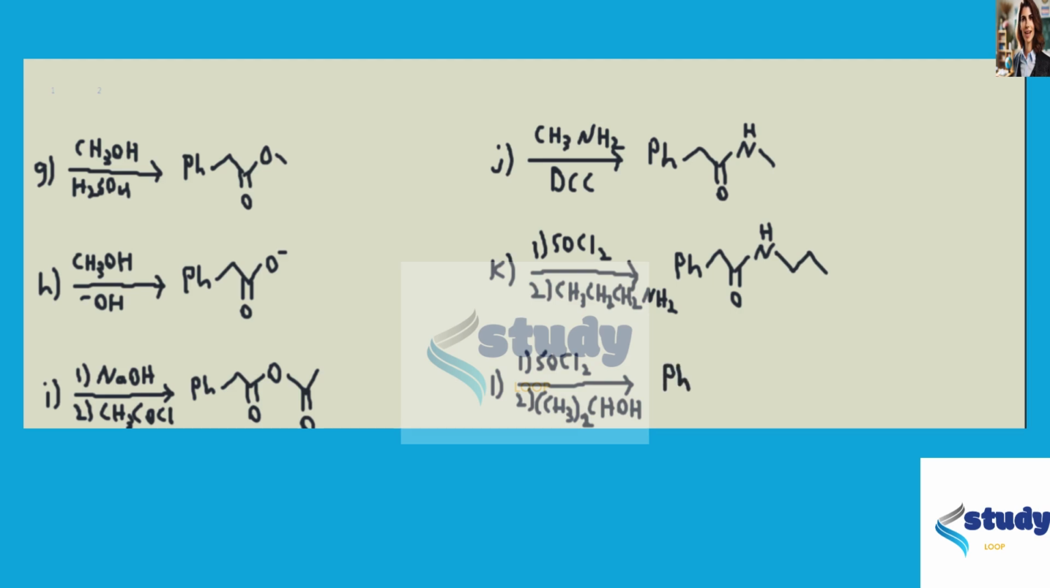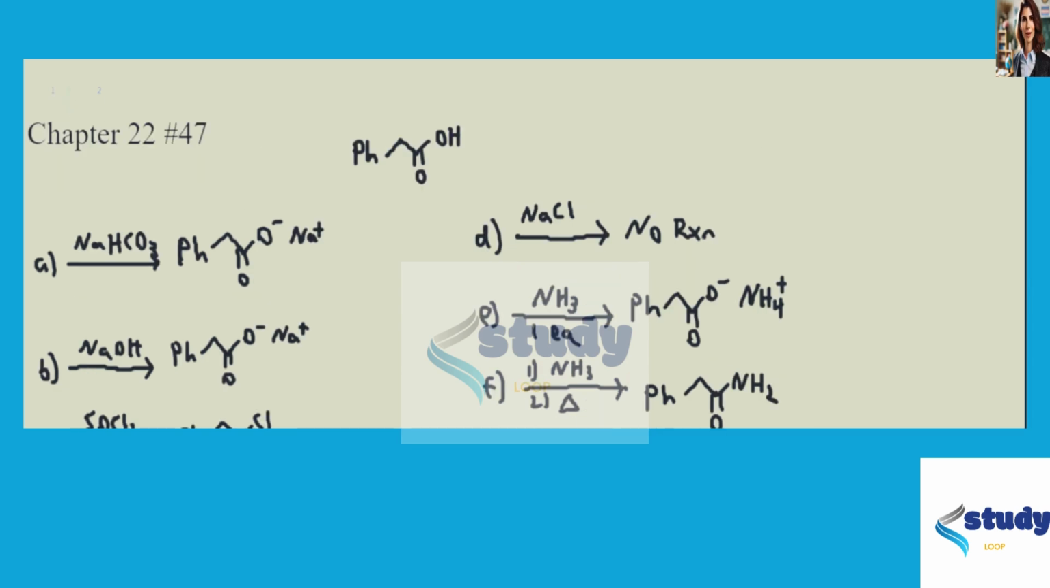So 1, 2, 3. Okay, and so L is going to be similar, but we're not using an amine, so we're not going to get an amide. We're using an alcohol, and so we'll get an ester. And so the ester will be the propyl ester. Okay, so there we go. Yeah, so that's all of the products to these reactions. And that's the answer to Chapter 22, problem number 47.